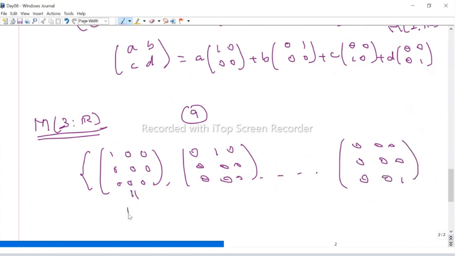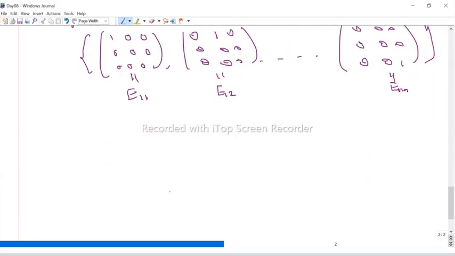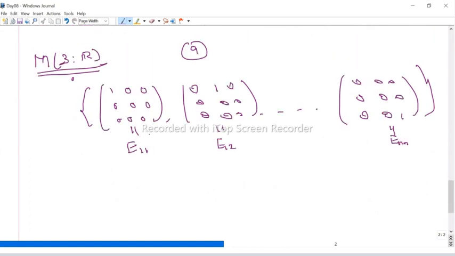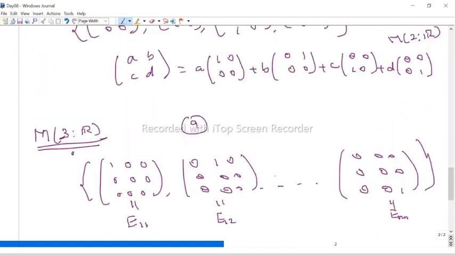Usually we call these matrices E11, because the A11 entry is non-zero. This matrix we call E12, and so on up to ENN. These matrices form a basis for the set of all 3 by 3 matrices. The number of elements in the basis is 9. Therefore, we define the dimension as the number of elements in the basis. Again, the set of all matrices is a very important vector space, and these are called the standard basis.